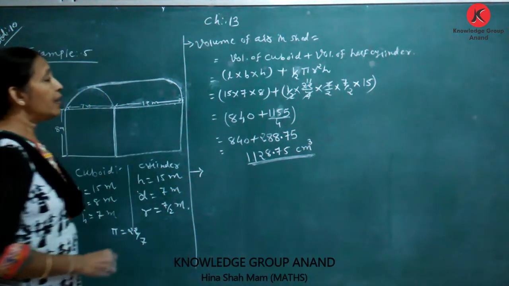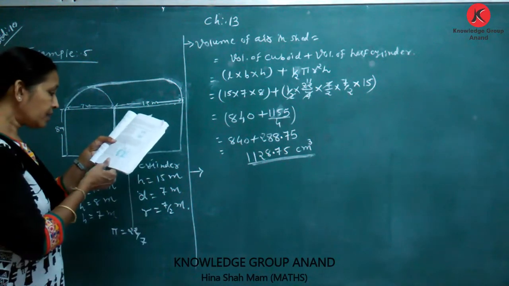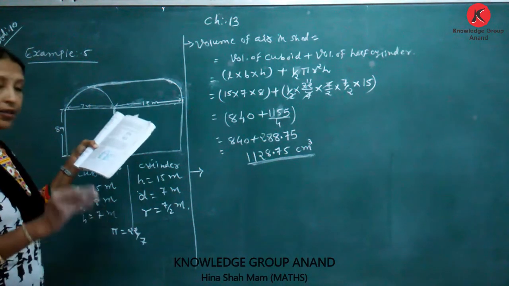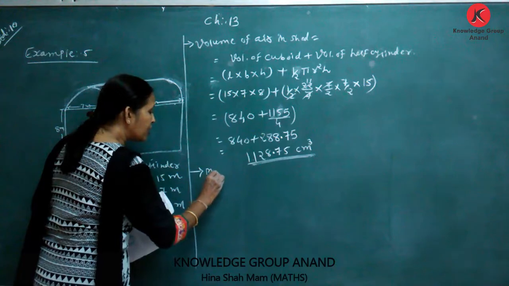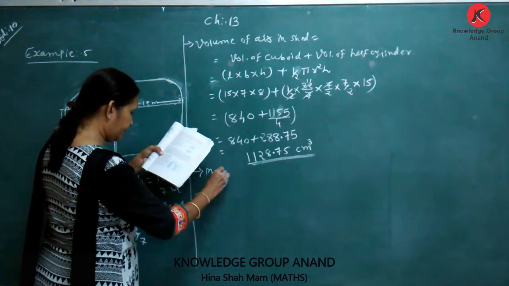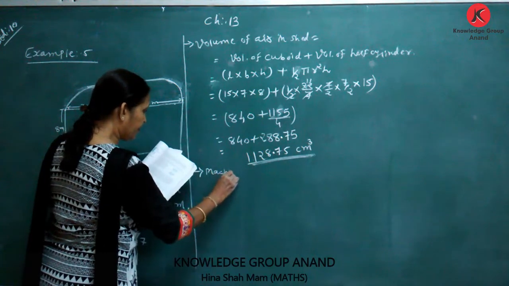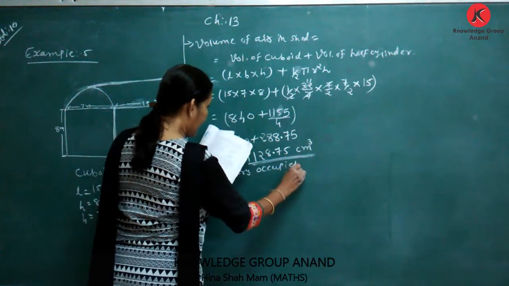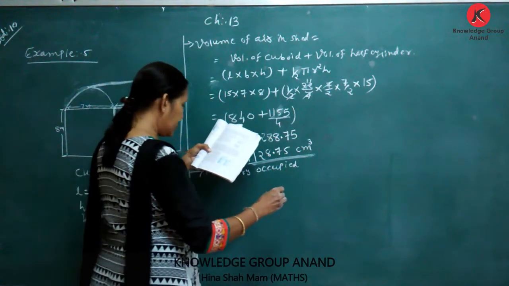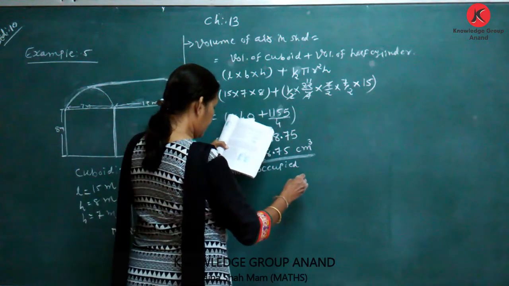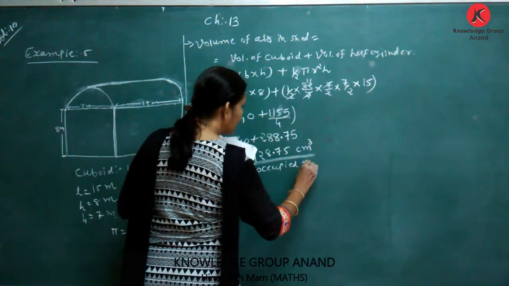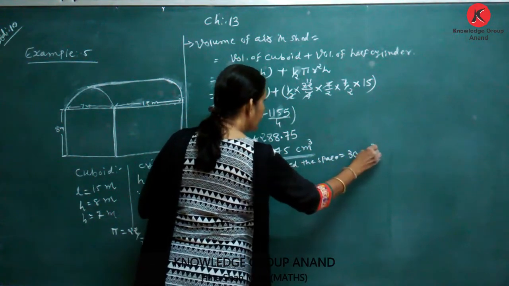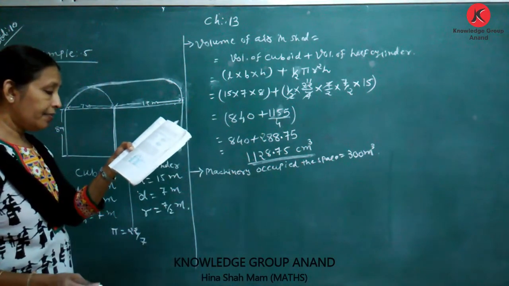Now, number 2. Further, suppose the machinery in the shade occupies a total space of 300 meter cube. Then we write the space occupied by machinery is equal to 300 meter cube.